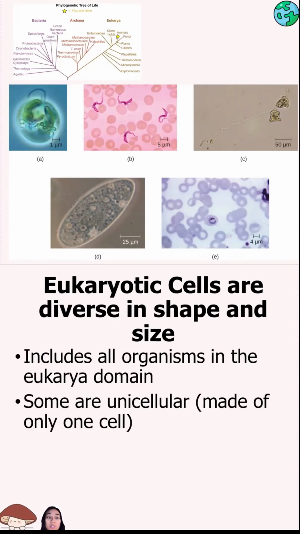There's different shapes, there's different sizes. Some of these organisms are going to be unicellular, meaning they're only made up of one cell. But then some of these organisms are going to be multicellular. So we're thinking things like plants, animals, fungi, going to be made up of multiple eukaryotic cells. But all of them are together in that one domain of life because they're made up of eukaryotic cells. So in this video, we're going to talk about some of the components of a eukaryotic cell.